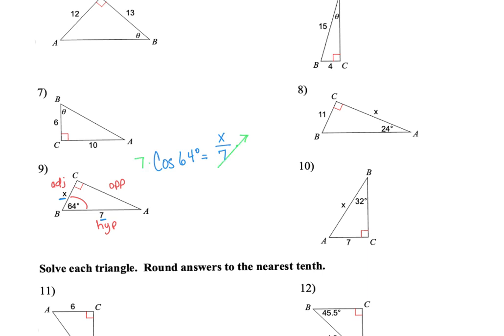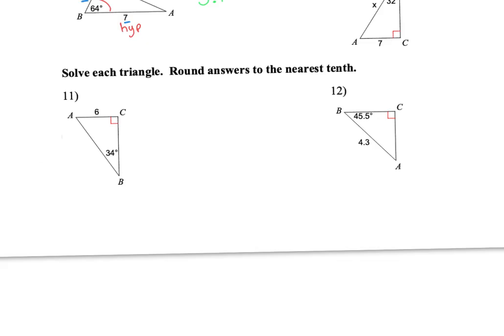It says round to the nearest tenth. So you're going to say 7 times the cosine of 64 degrees in your calculators, and you're going to round to the nearest tenth. What do you get? 3.1 rounded to the nearest tenth. All this does is it combines the other two sections.